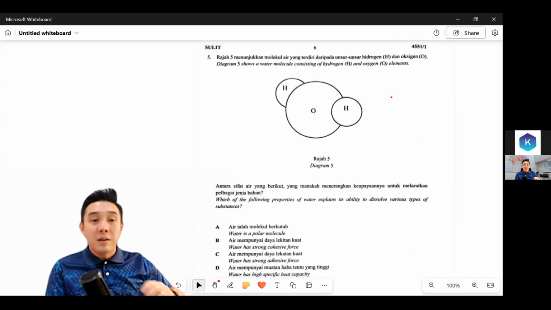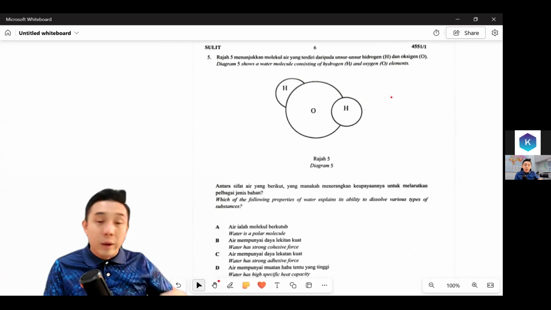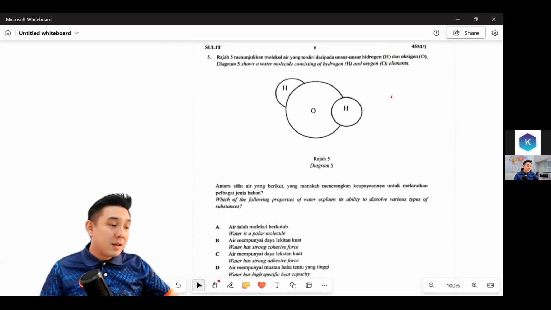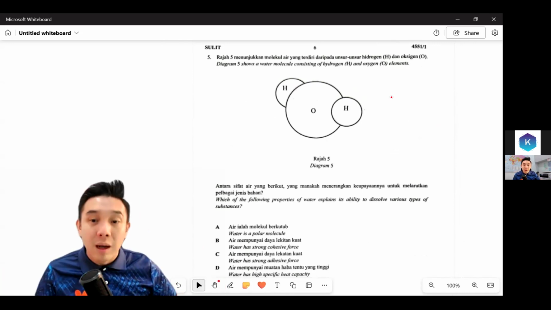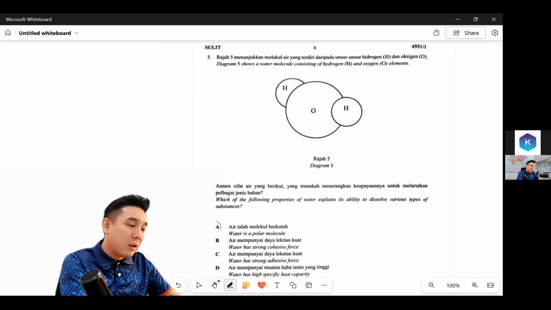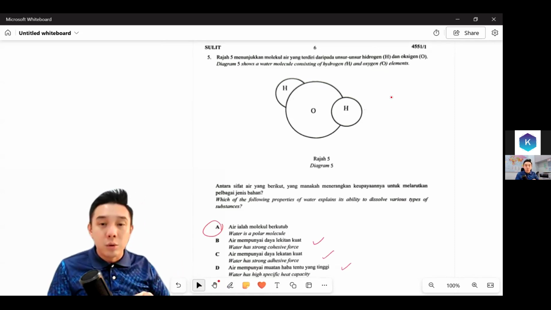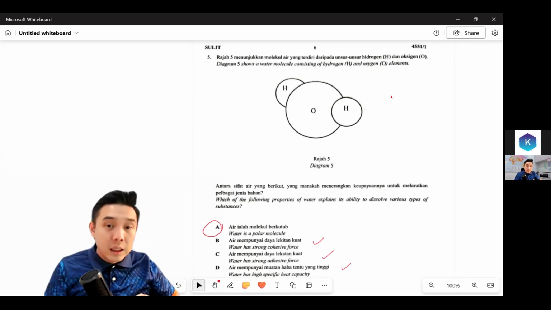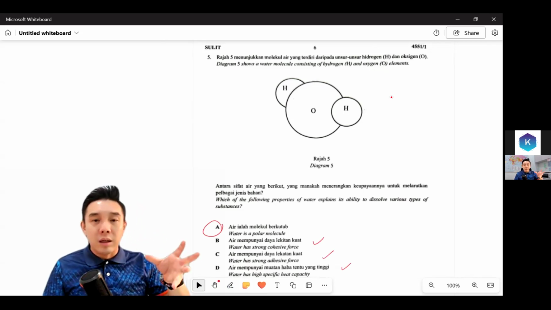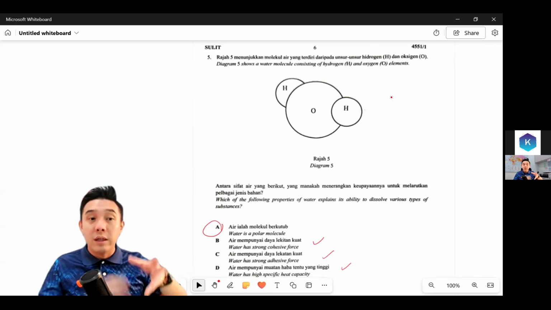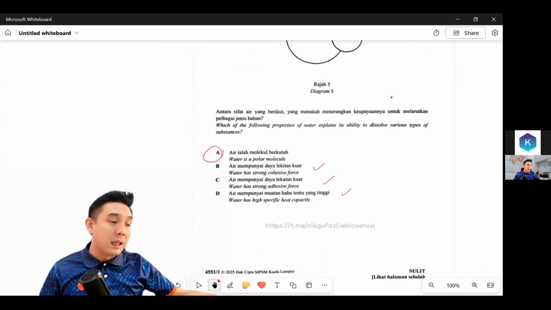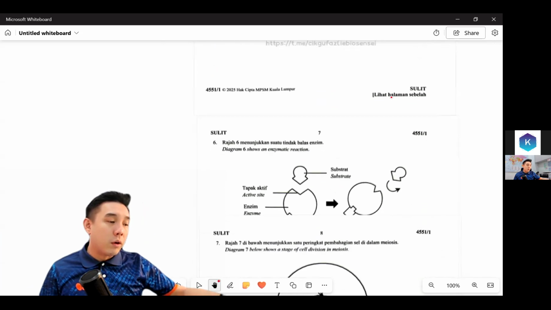Now, this is a water molecule. Which one explains its ability to dissolve various types of substances? Normally, we say it's because it is a polar molecule. The rest are correct, just that it's not relevant to what we want here. Because it's polar, it is a universal solvent. Most of the things can dissolve in it. Those are the points that we go for.